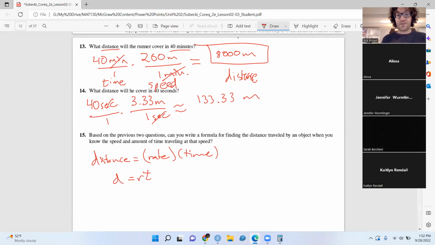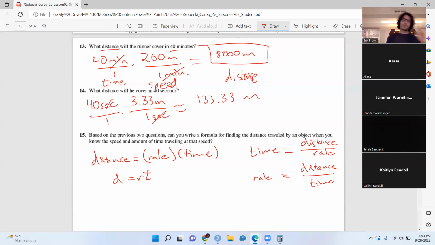We could also solve this for the other pieces. If we want to know how much time it took us to travel a particular distance at a particular rate, we take the distance and divide it by the rate, and we get the time. Or if we know how far we went and how long it took us, we can get the rate or speed by taking the distance and dividing it by the time. Those are three common formulas. They're all related by the same thing.